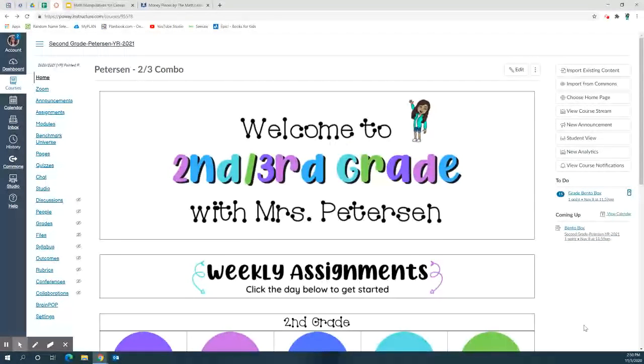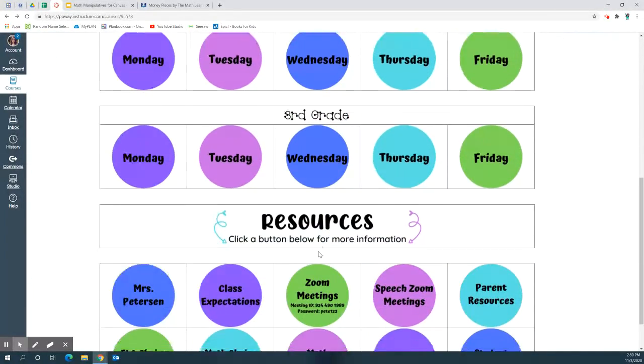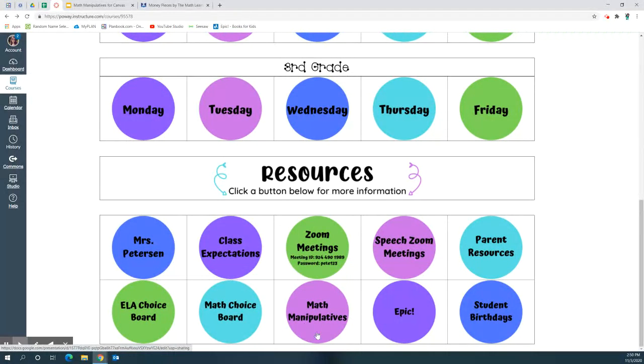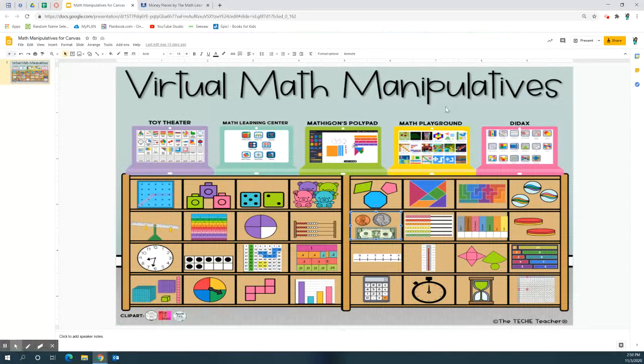Sometimes it's hard to find some coins around your house. So if you don't have any coins that you can use, you can go to our Math Manipulatives button. Scroll down and click on this pink button. And once you click on it, it's going to take you to something that looks like this.